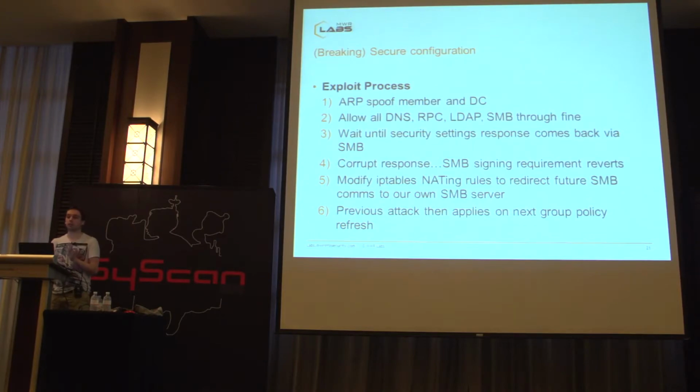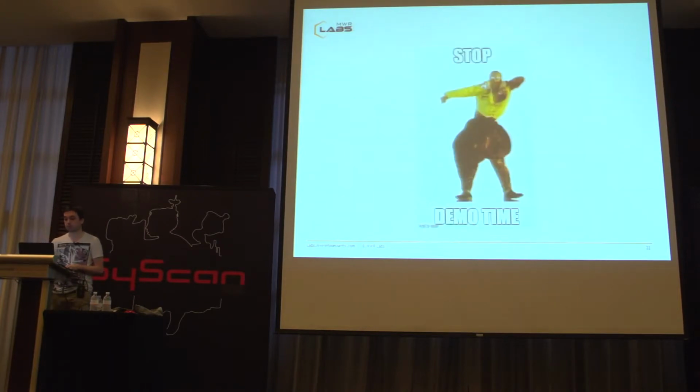But when we detect that those security settings are coming back from the domain controller, that's when we take our first action. We deliberately corrupt that response. We cause the SMB signing to fail, at which point the requirement for it on the domain member reverts back to default, which is negotiate. At that point, we modify our iptables NATing rules, for example, and we make sure that any future SMB communications then get redirected locally to our own SMB server, and then effectively the previous attack applies on the next group policy refresh. So, demo time.